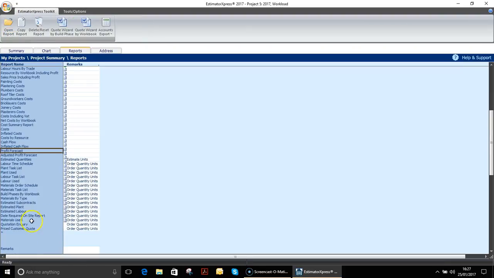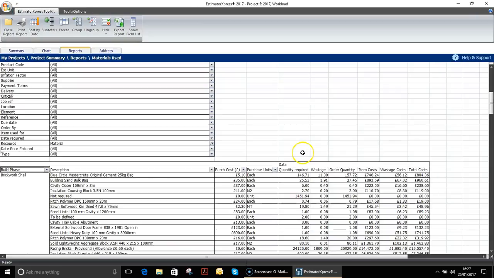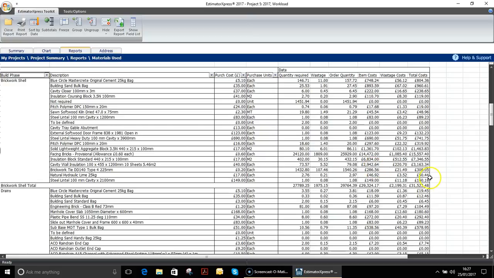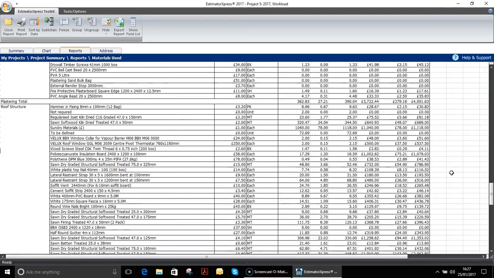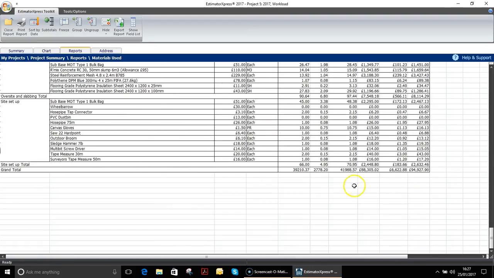The third report I'm going to look at is the materials used report. And I know that this is very dear to a builder's heart, but in here we now have one report which shows us the material ordering for the next 12 months. So if you get to the bottom of this report, we can see that we're going to be spending nearly £95,000 with our merchant in the next 12 months.